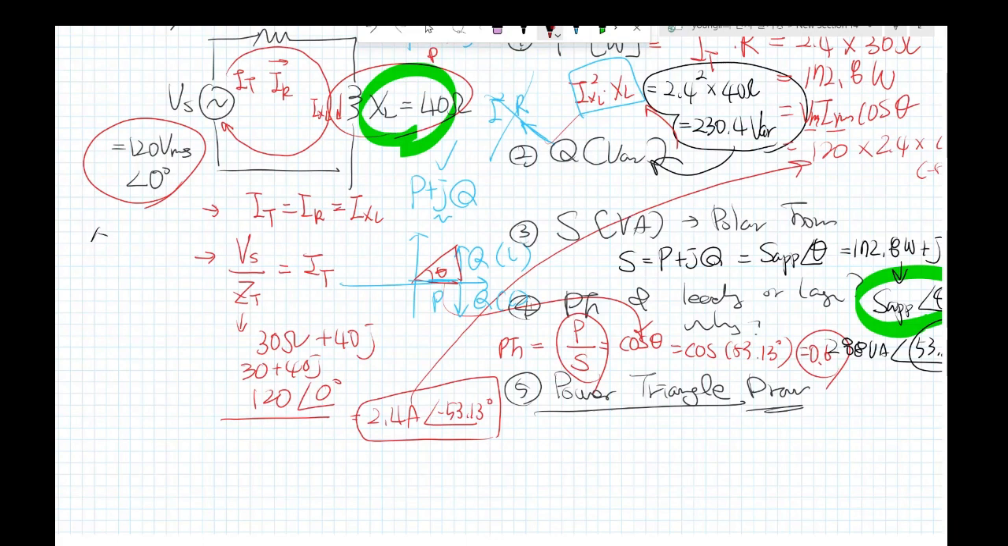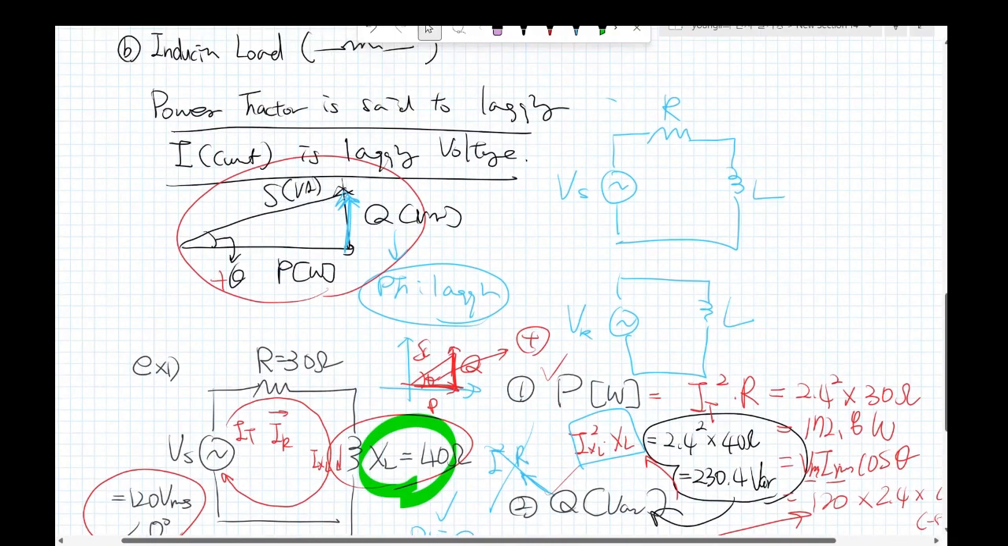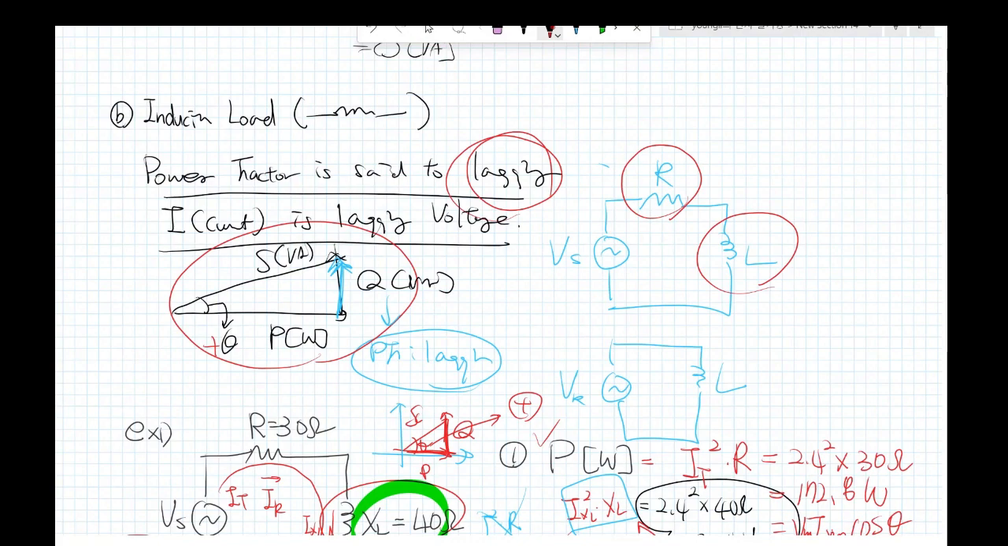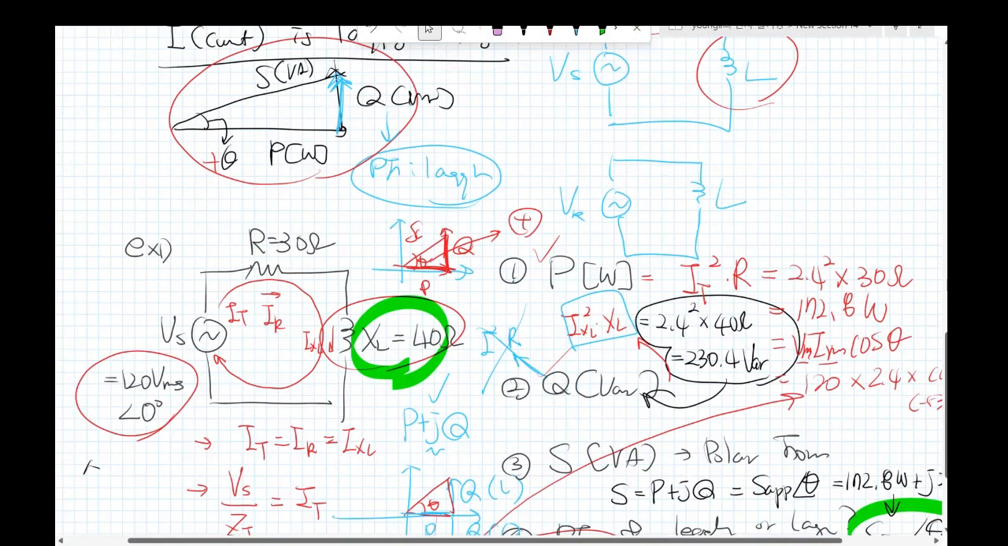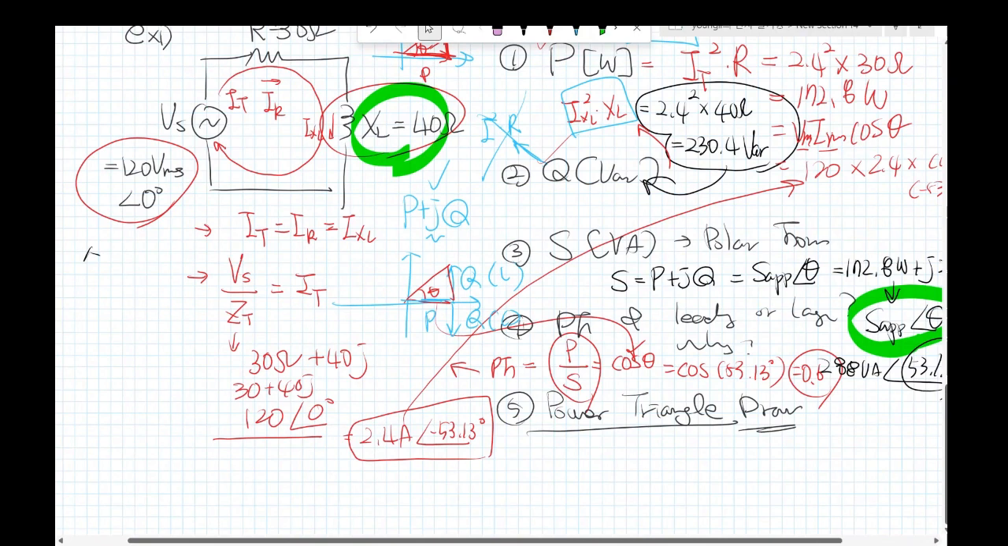All right, is that power factor leading or lagging? It should be lagging. Why? Because the circuit consists of an L. If there is an L in the circuit, we have to say it is lagging. So there's an L in there, lagging. Right.